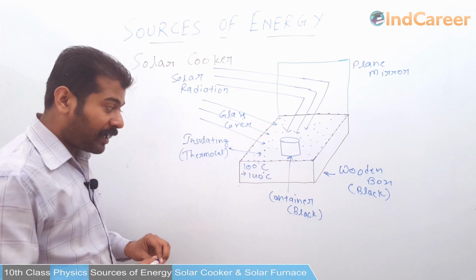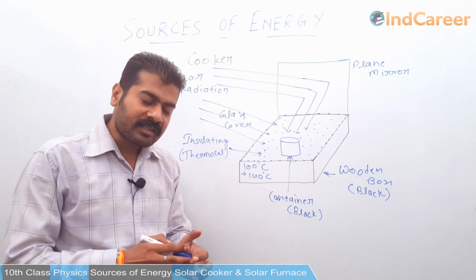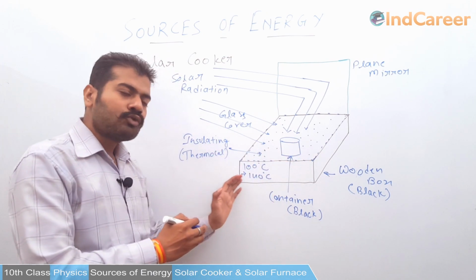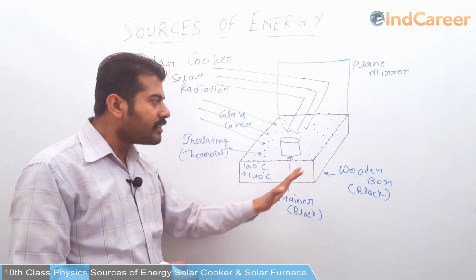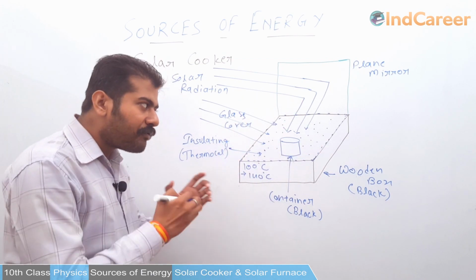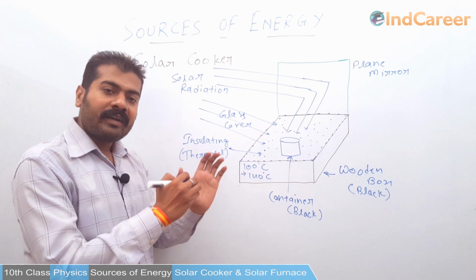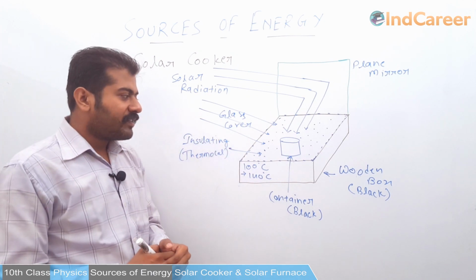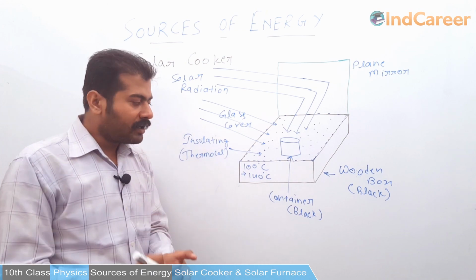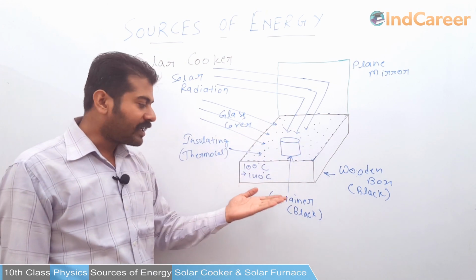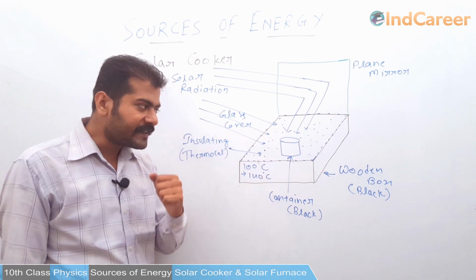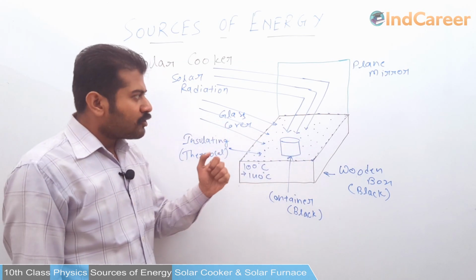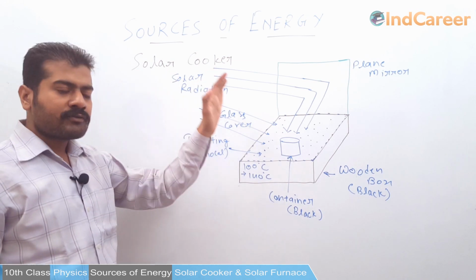Sometimes it becomes 240 degrees Celsius also, which is enough to cook food, and it will take 2 to 3 hours to cook food inside a solar cooker. So if we have a summer day, or a bright sunny day, then within 2 to 3 hours the temperature inside the box can reach 140 degrees Celsius, and it is enough to cook food. So this is all the working of a solar cooker.